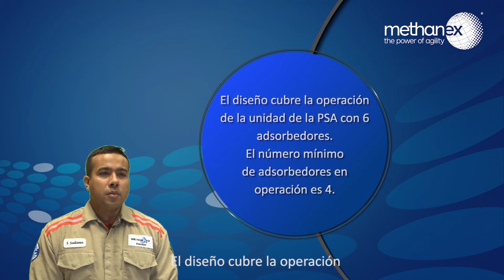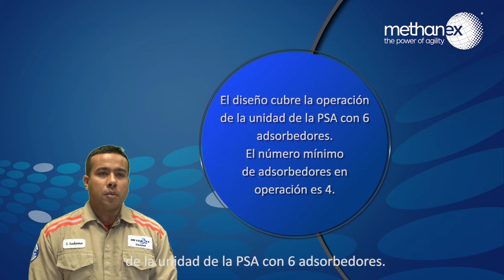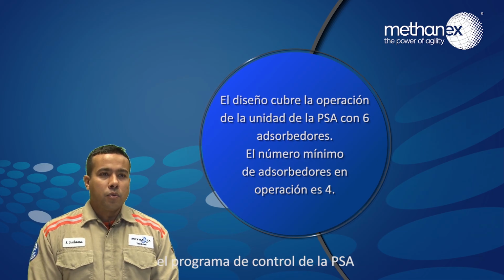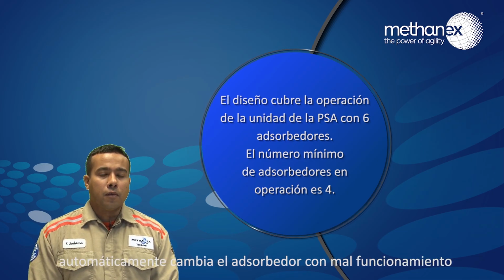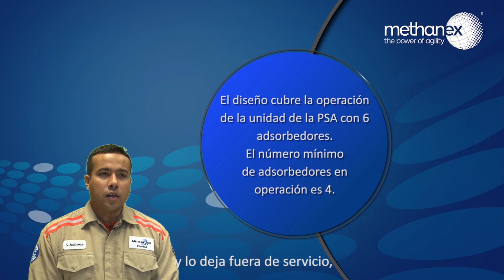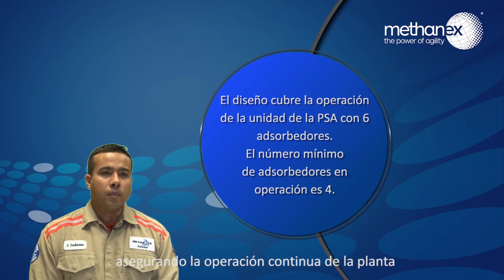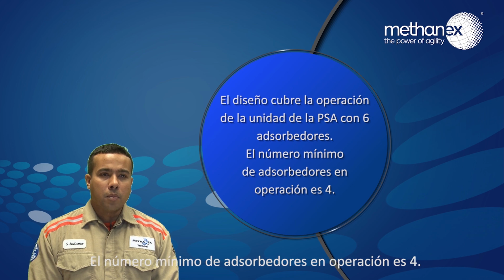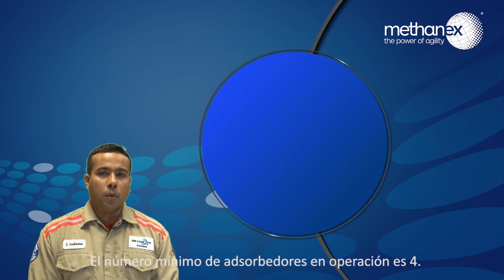The design covers the PSA unit operation with 6 absorbers. In case of a field instrument failure, the PSA control program automatically switches the malfunctioning absorber out of service, ensuring continuous plant operation with a reduced number of operational absorbers. The minimum number of absorbers in operation is 4.